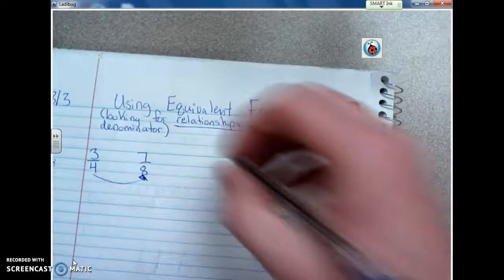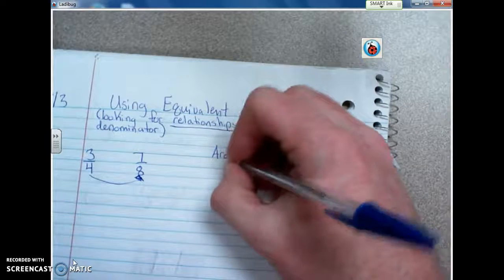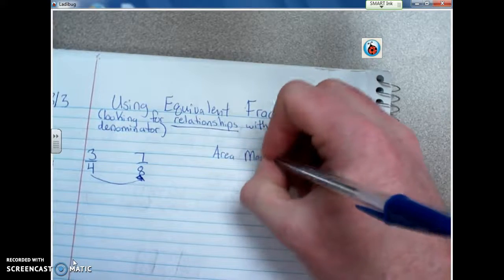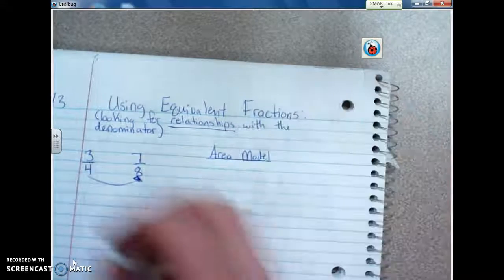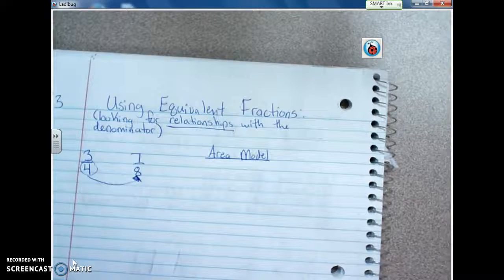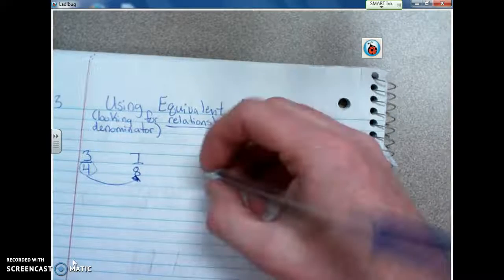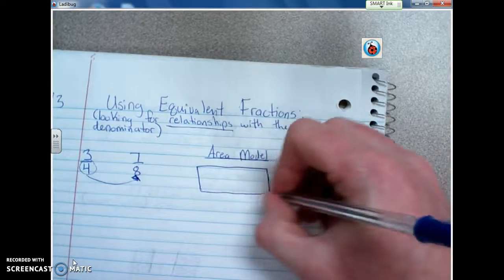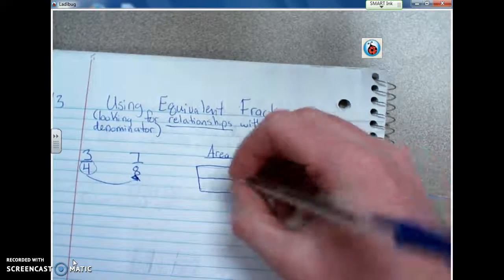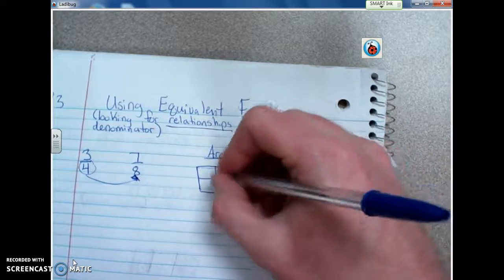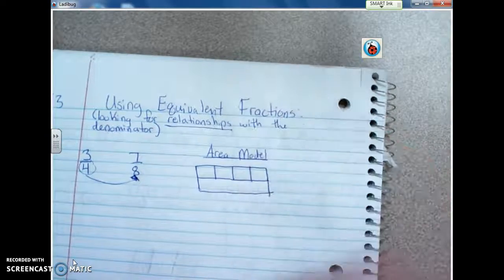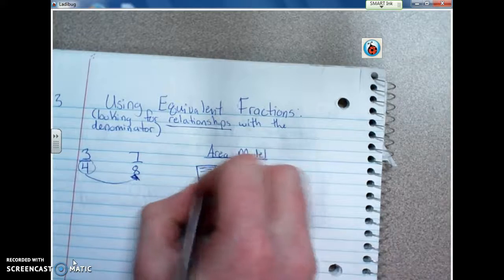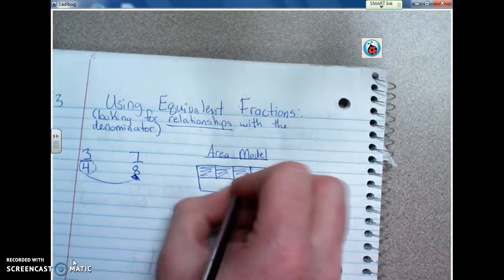So I'm going to use an area model to compare these fractions. So my fourths, that's a smaller denominator. It has bigger pieces. That's what I'm going to start with, is my fourths. So I'm going to make my fourths. And I have 3 of those. So I'm going to shade in 3 of my fourths.